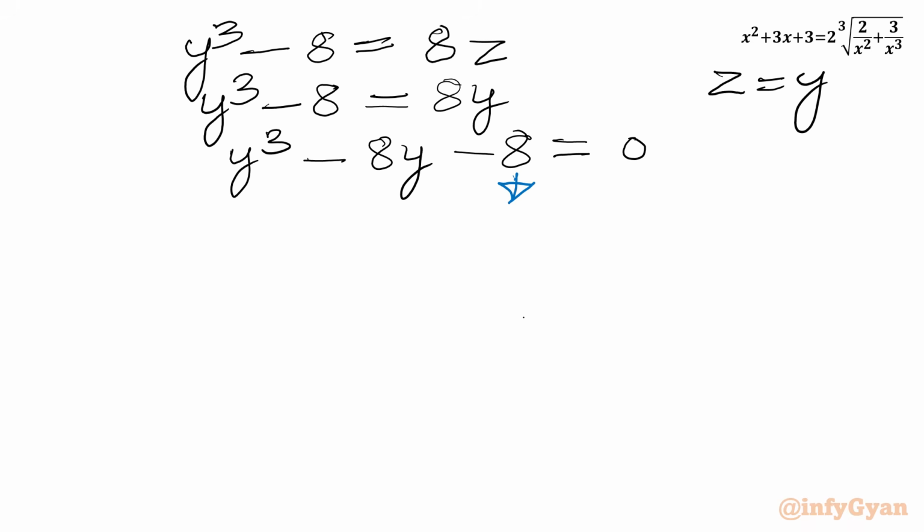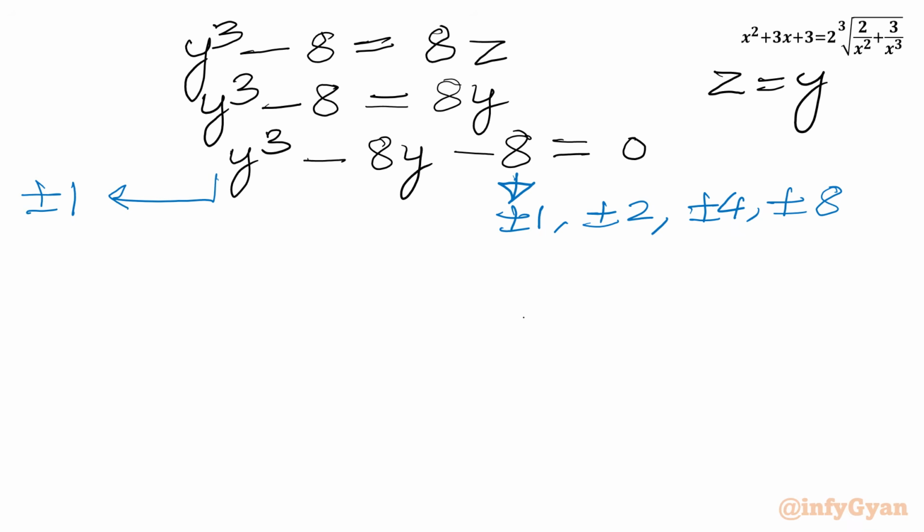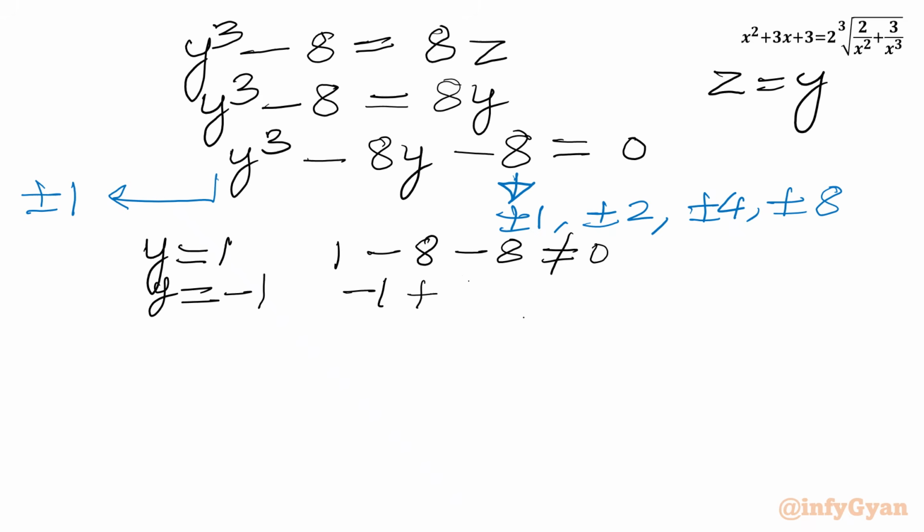We will find the eligible factors of the constant. So we can get here ±1, ±2, ±4, ±8. The leading coefficient is 1, so we will write only ±1. Now we have to take the ratio of the constant to the leading coefficient and plug in values. If I check y = 1, will it satisfy? 1 - 8 - 8. No, it won't. y = -1: -1 + 8 - 8. Again, it is not satisfying.